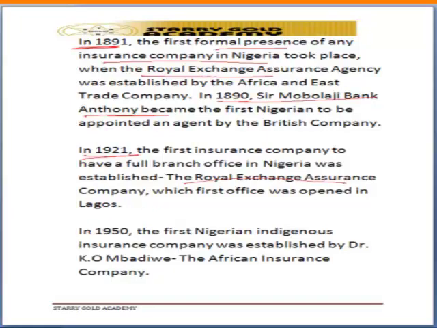In 1950, the first Nigerian insurance company was established by Dr. K.O. Mbadiwe. That was when the first indigenous insurance company was given a license to operate. The name of the insurance company was the African Insurance Company, AIC.